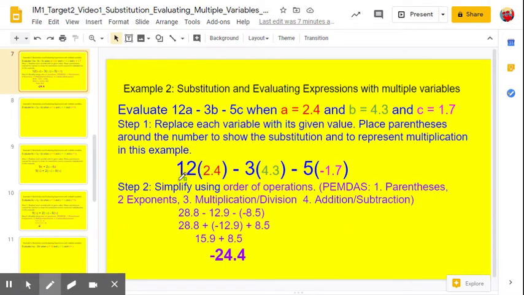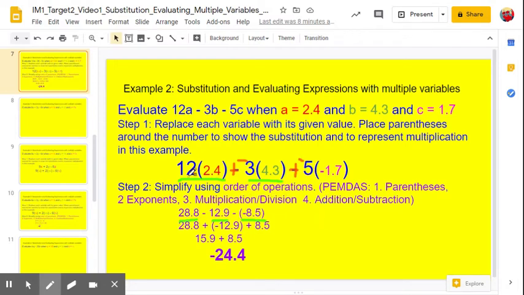All right, so we're going to multiply 12 times 2.4, and we get the 28.8 minus, again, that's a subtraction sign right now, minus 3 times 4.3, so we get minus a positive 12.9. Again, subtraction sign here, minus a positive 5 times negative 1.7, so we're going to subtract negative 8.5. Again, if you prefer, we could go add the opposite.